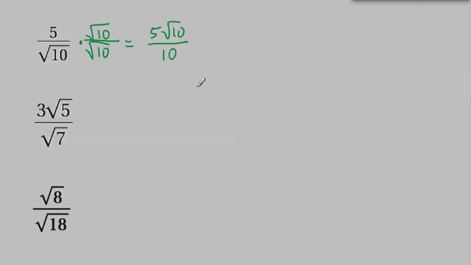Am I done? Is there any more simplifying to do here? Hopefully you're saying yes, because now I've got to worry about 5 over 10. I can reduce 5 and 10. The 5 can become a 1, the 10 becomes a 2. So I end up with root 10 over 2.